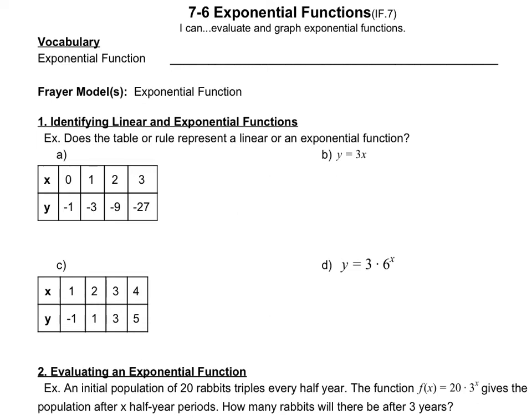Okay, exponential functions. Exponential functions are going to be just like any other function that we've worked with, in the sense that there's going to be an independent and a dependent variable, or an input and an output, an x and a y. And so these functions can model an initial amount which is repeatedly multiplied by the same positive number.